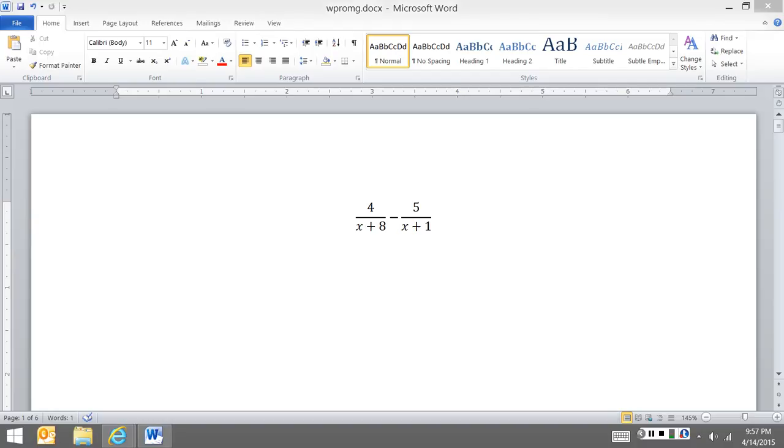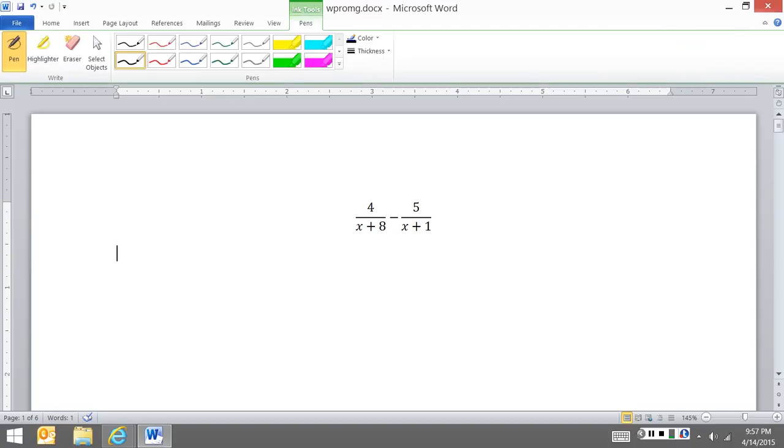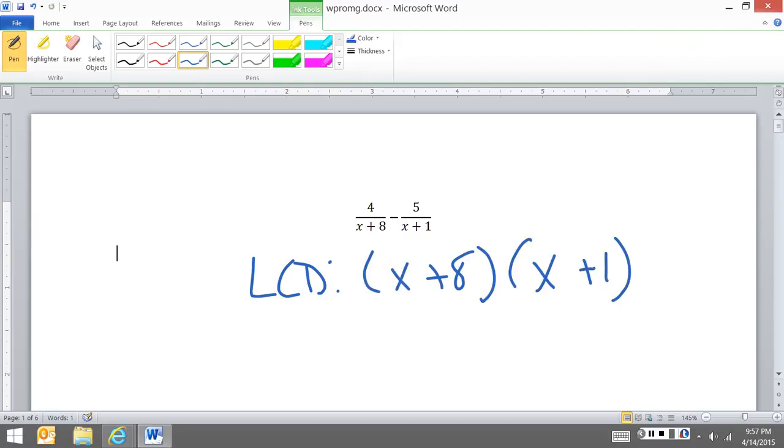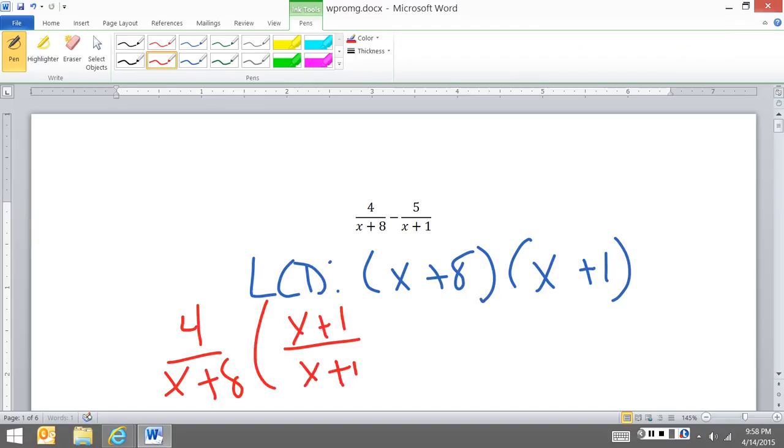Now, since this is subtracted, that means the first thing I need is a common denominator. So looking at this, I can see that my LCD here, I need an x plus 8 for the first. Second one, I need an x plus 1. So to make this go, I'm going to take 4 over x plus 8, I'm missing the x plus 1, x plus 1, minus 5 times both top and bottom.